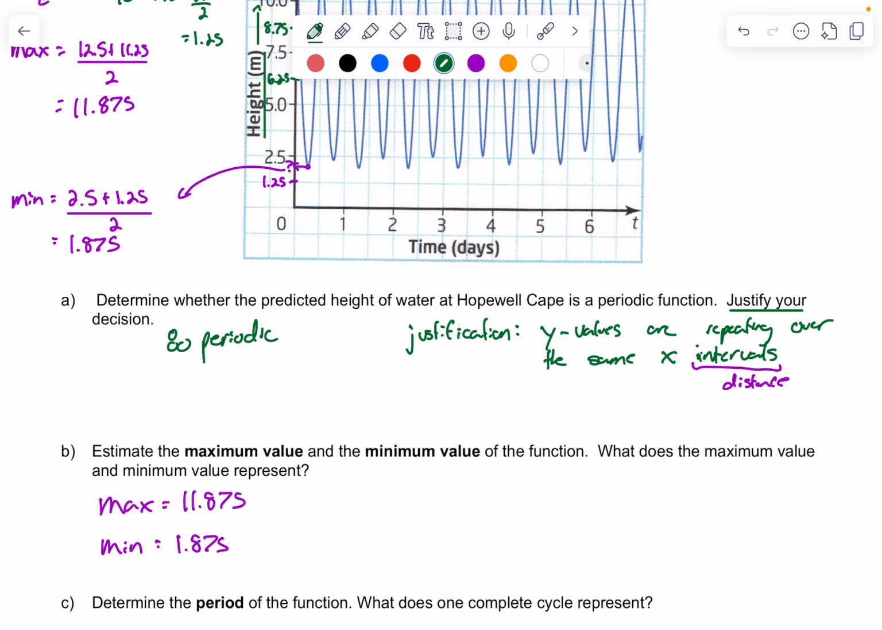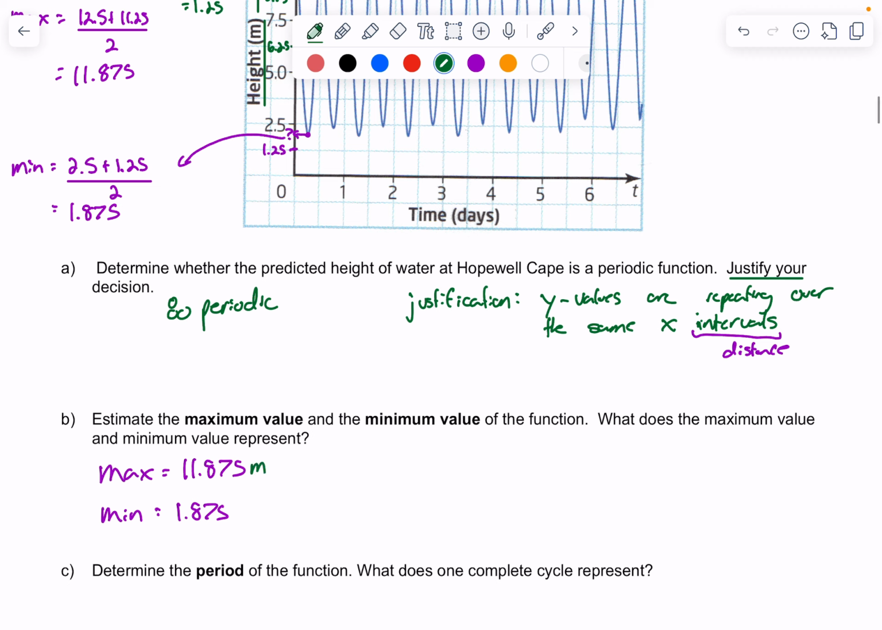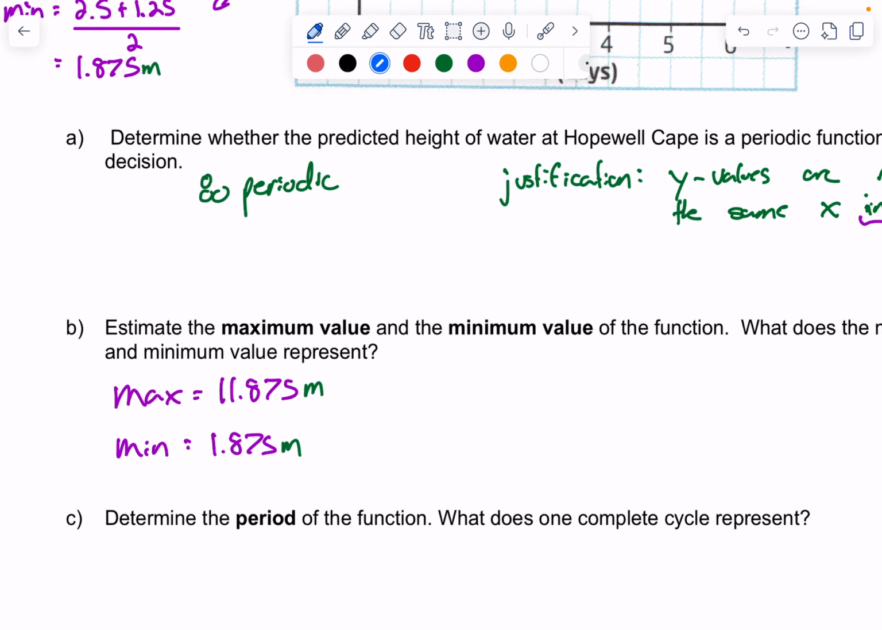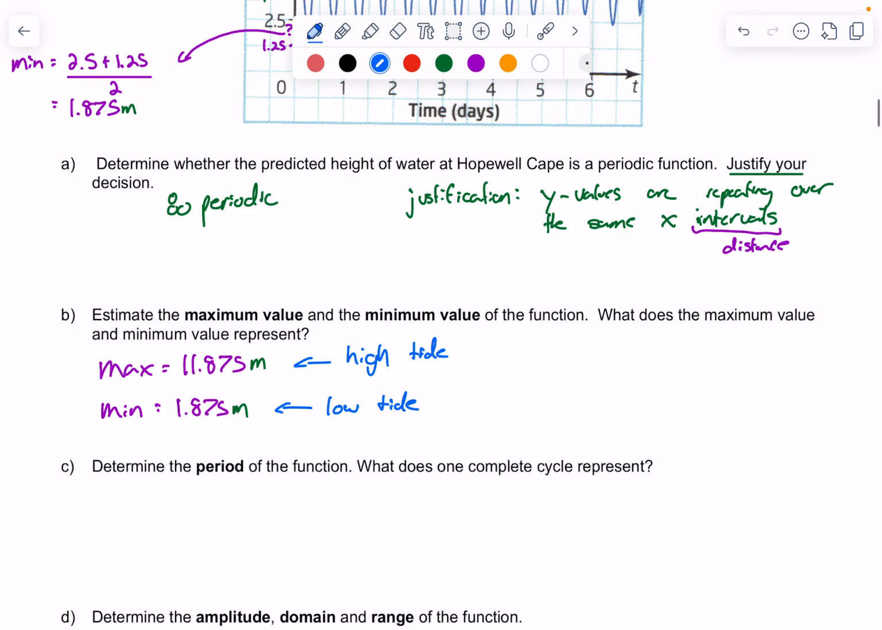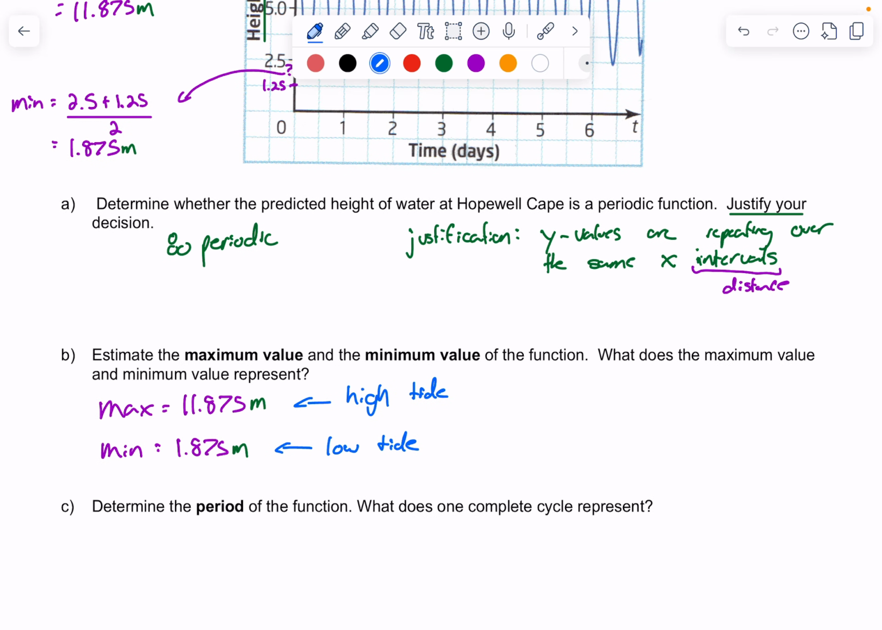So first off, these both have units of meters. And what this represents, if you think about it in context, the maximum is the max height of the water. So this would be high tide. And then the lowest point would be low tide. It's when the water is at its lowest. And that's it, just putting it into the context of the graph.